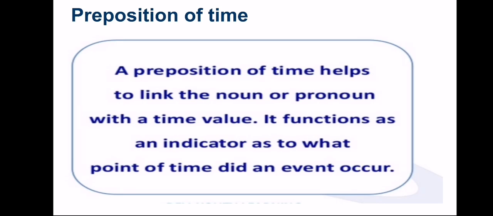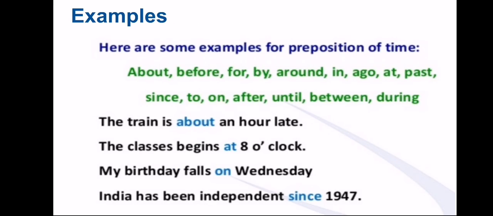Now coming to the preposition of time. Preposition of time helps to link the noun or the pronoun with the time value. It functions as an indicator as to what point of time the event occurred. If the event has occurred, when or at what point of time the event has occurred, with the preposition we can understand. Like about, before, since, after, till, until, between, during. All these are prepositions of time.